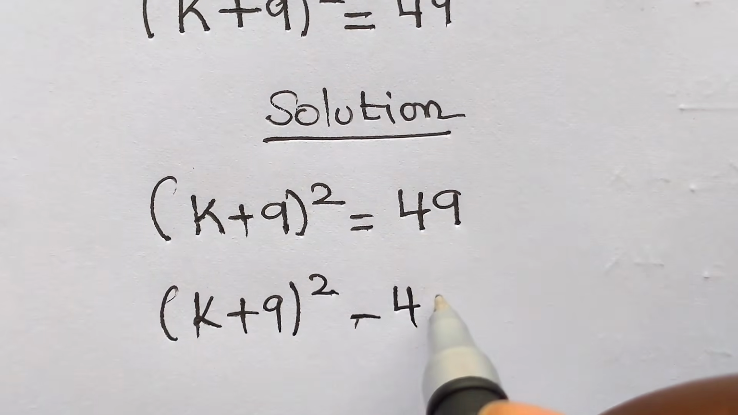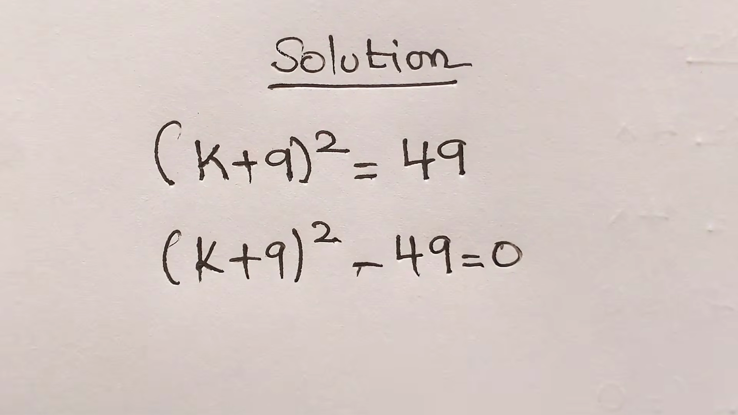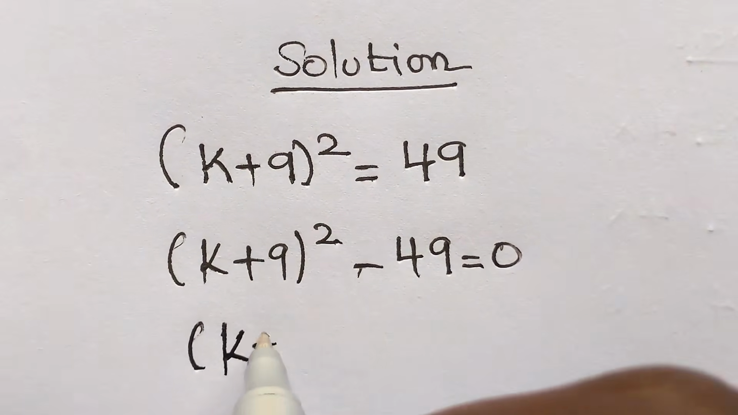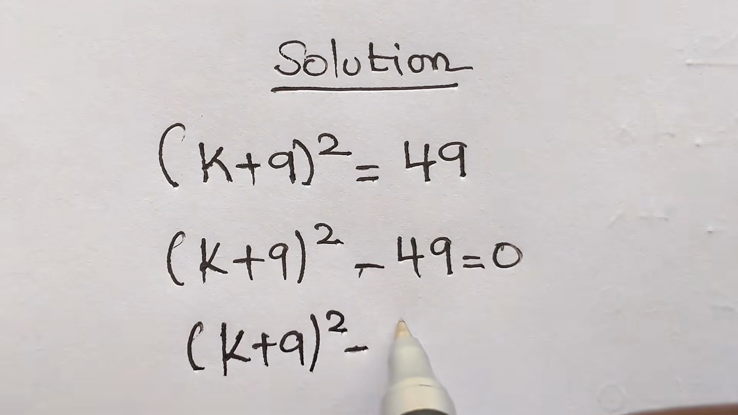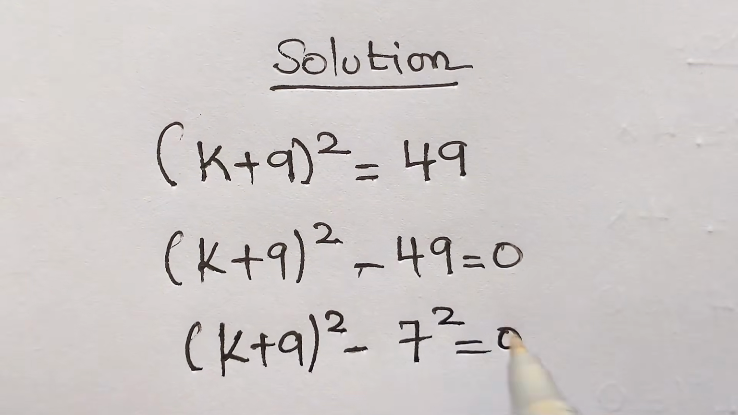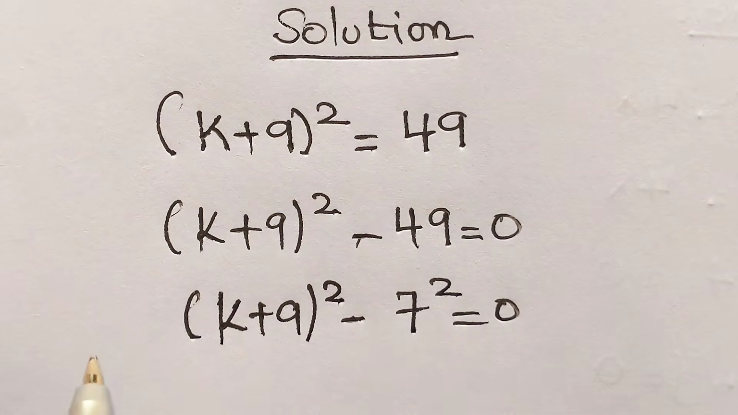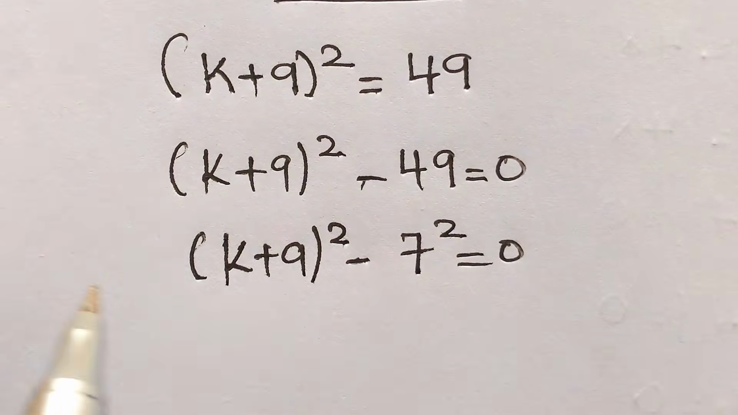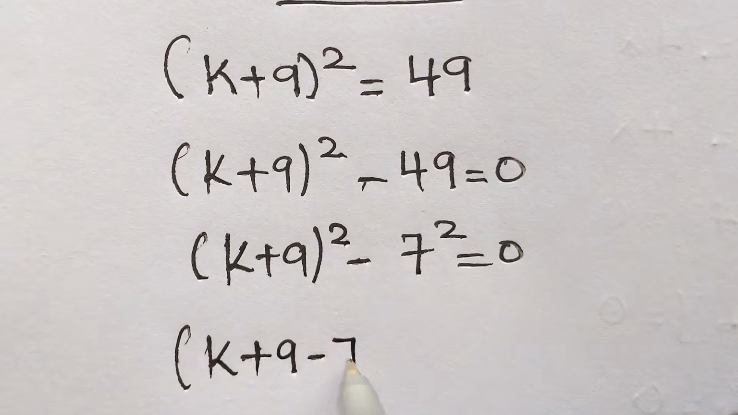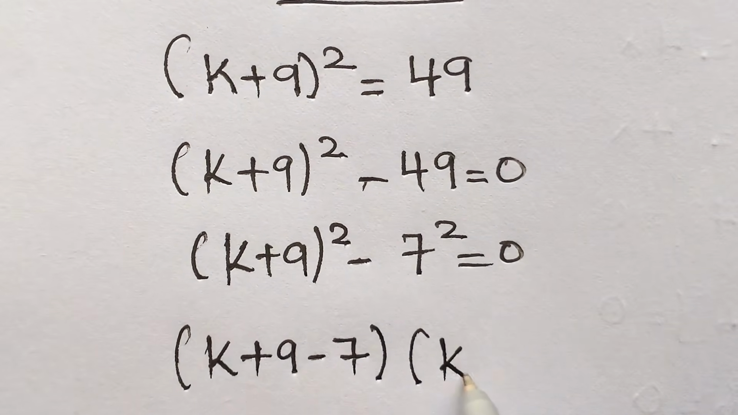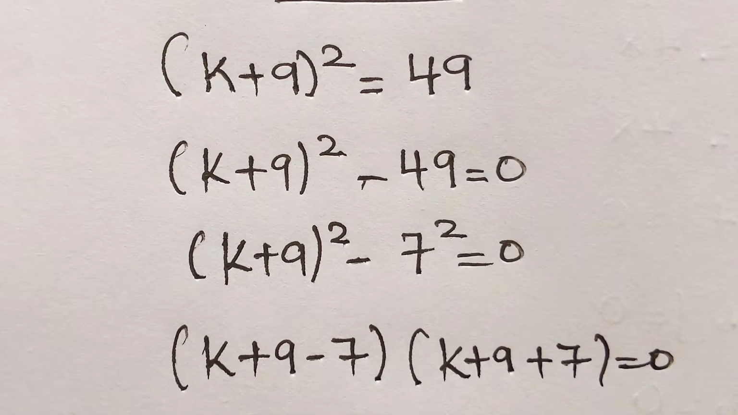(k + 9)² minus 49 equals 0. Then (k + 9)² minus this 49, which can be 7², is equal to 0. Of course, this is a difference of two squares, where we have (k + 9 − 7) times (k + 9 + 7) equals 0.